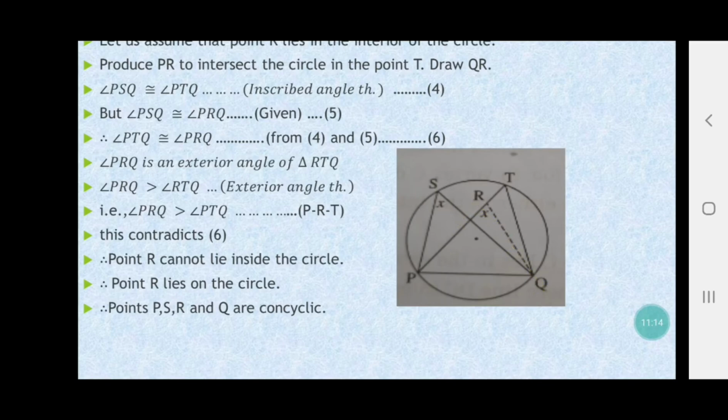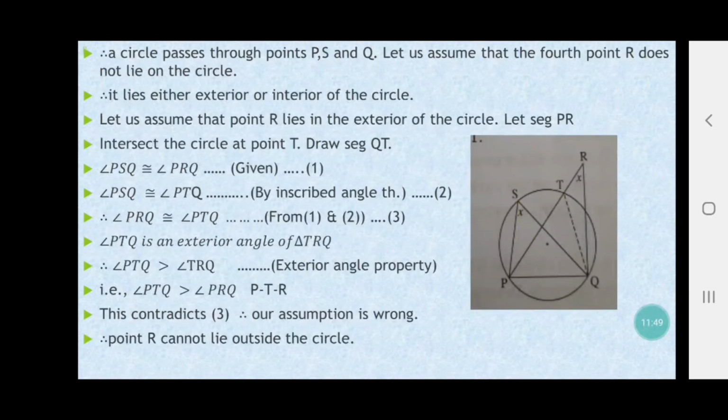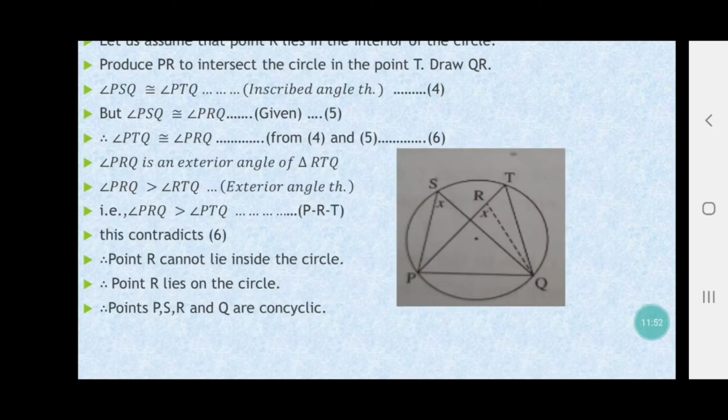Now by the inscribed angle theorem, angle PSQ is equal to angle PTQ. Two equations, the same angle is equal to two different angles, so those two different angles will be equal to one another. From 1 and 2 we come to the conclusion that angle PRQ is equal to angle PTQ. But this is my equation number 3. But angle PRQ is an exterior angle of triangle TRQ. So naturally angle PRQ will be greater than angle PTQ.